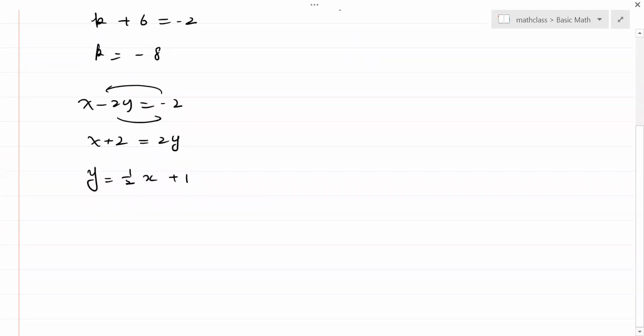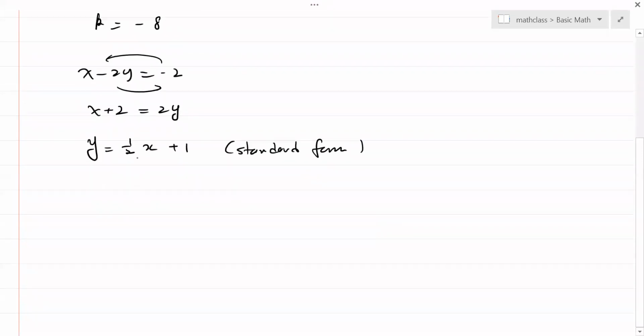So this is a standard form. Okay, in my last class I already mentioned that as a standard form of linear equation. Okay, this is also called the slope-intercept form. So this will be the slope, and this will be the y-intercept. Okay.